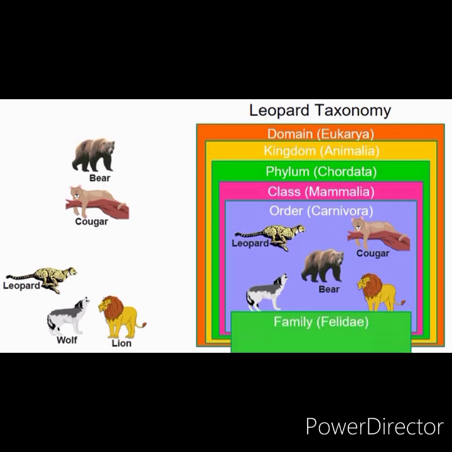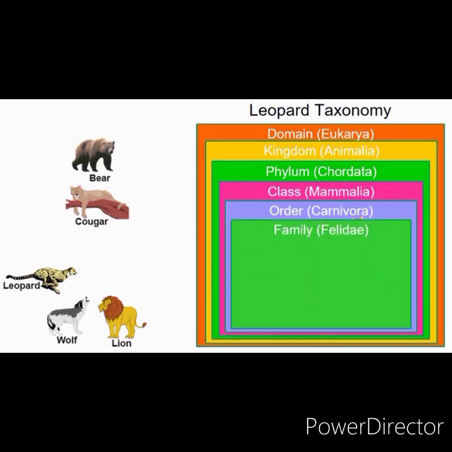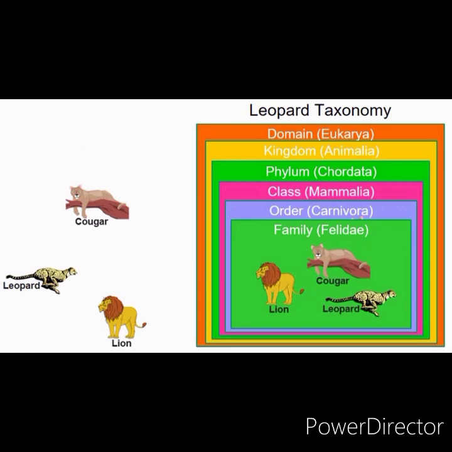Leopards are in a family by the name of Felidae. The Felidae family would eliminate the bear and the wolf. Bears and wolves are not cats. So in the Felidae family, we have these three: the lion, the cougar, and the leopard. But even at this lower level, you can see it's still kind of broad.